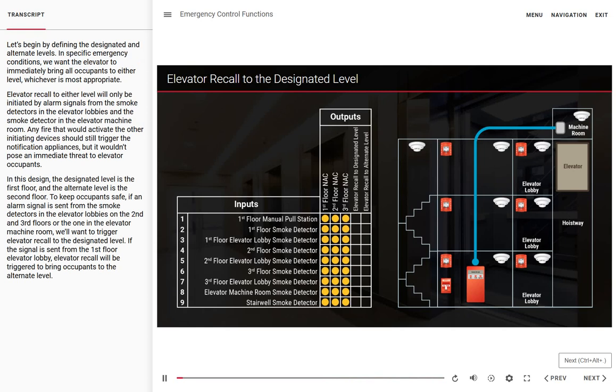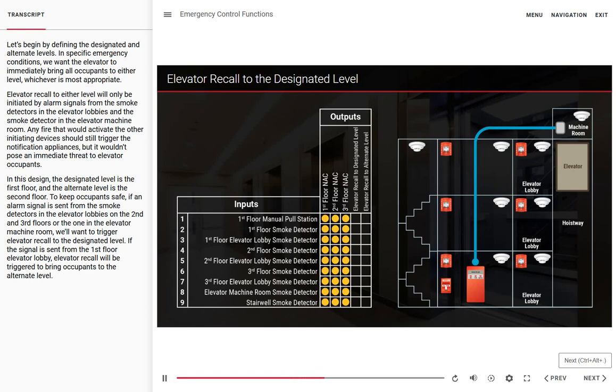Let's begin by defining the designated and alternate levels. In specific emergency conditions, we want the elevator to immediately bring all occupants to either level, whichever is most appropriate. Elevator recall to either level will only be initiated by alarm signals from the smoke detectors in the elevator lobbies and the smoke detector in the elevator machine room. Any fire that would activate the other initiating devices should still trigger the notification appliances, but it wouldn't pose an immediate threat to elevator occupants.